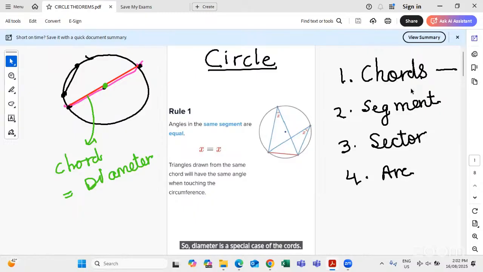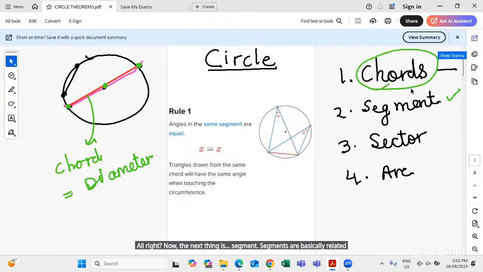A chord joins 2 points on the circle. Any 2 points, they should be on the circle. They can pass through the center of the circle or they may not pass through the center of the circle. It does not matter. All right. Now the next thing is segment. Segments are basically related to the chords.